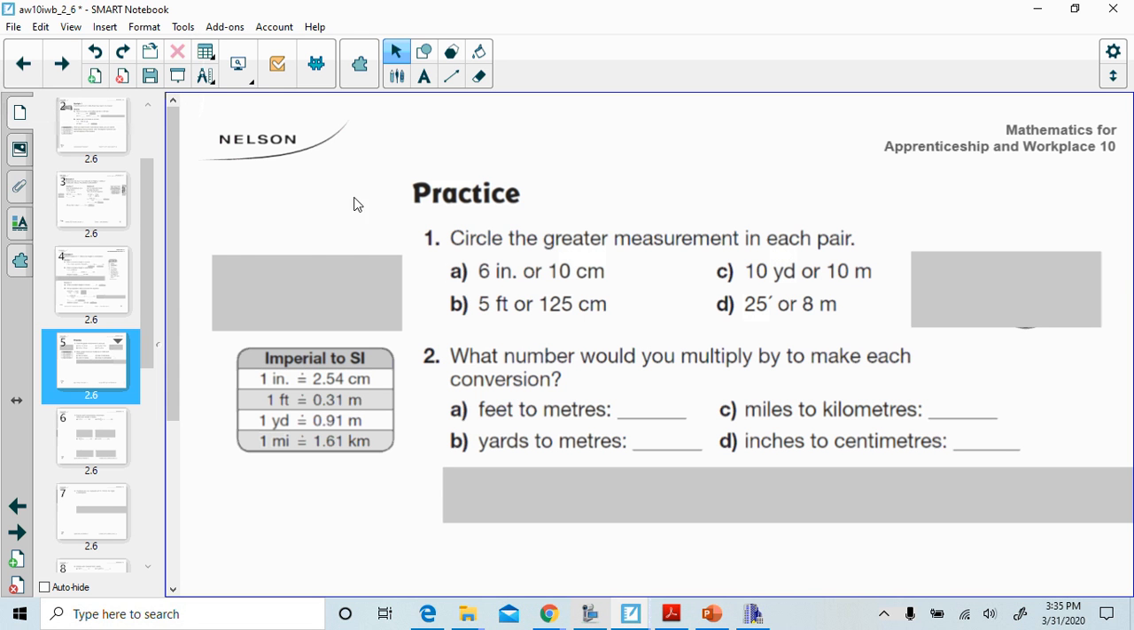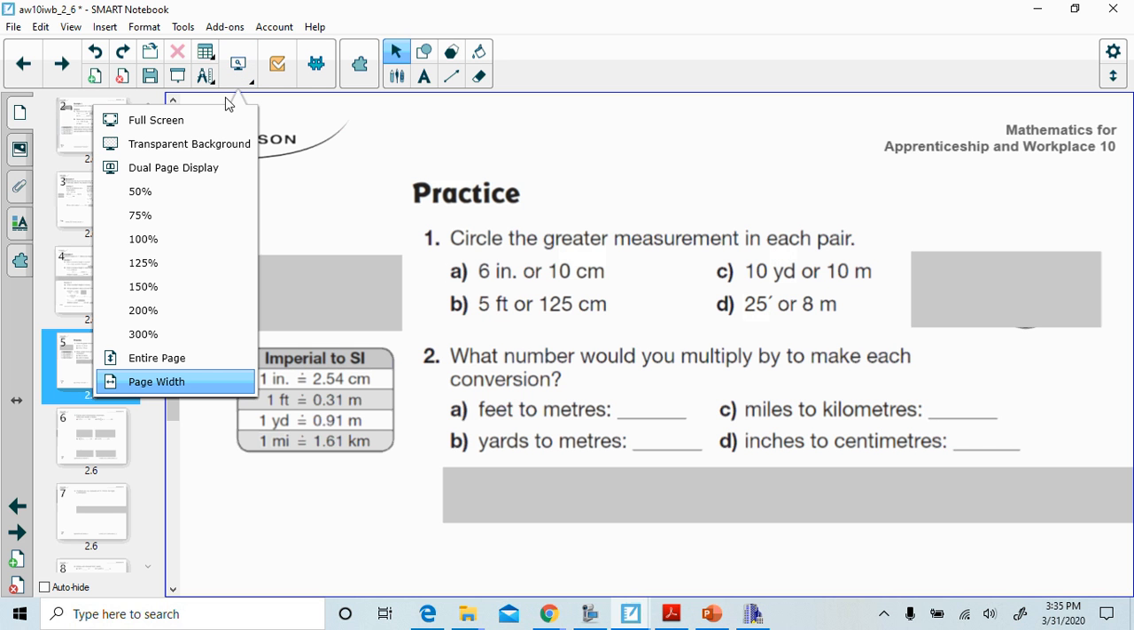Hello math students, this is a 2.6 walkthrough, so we'll just touch on a few questions in here and check out the full answers.